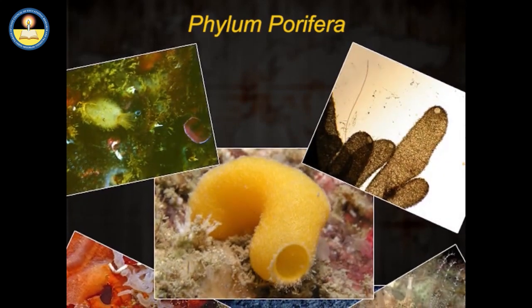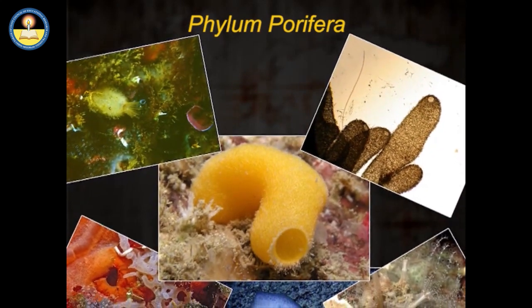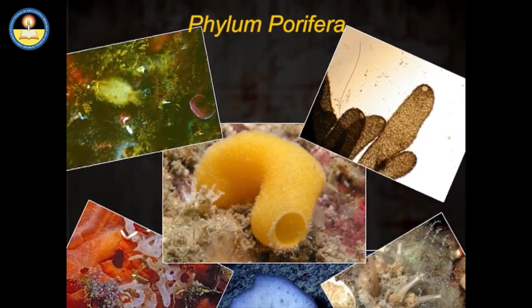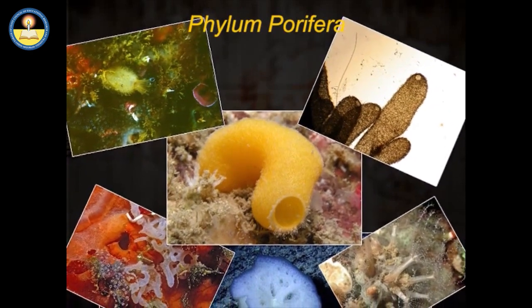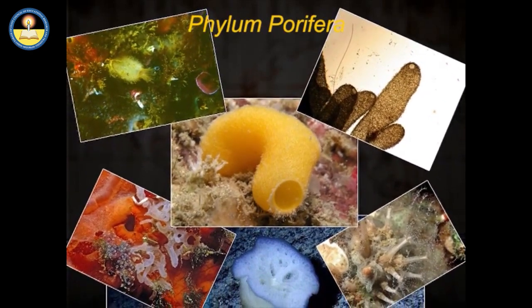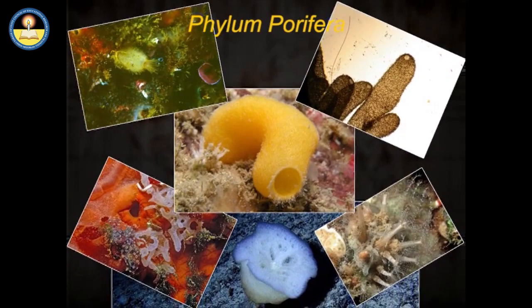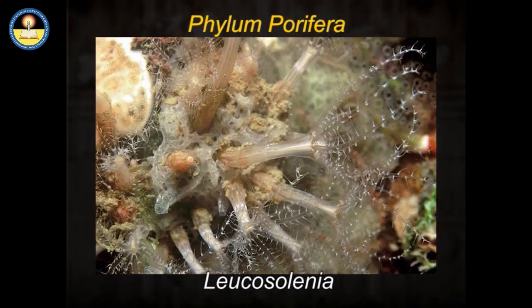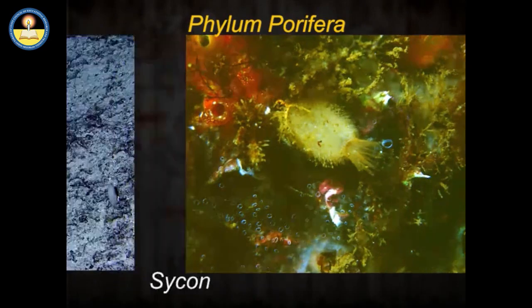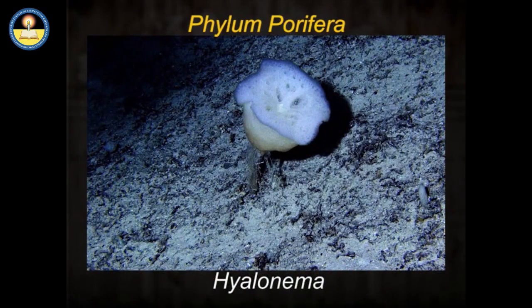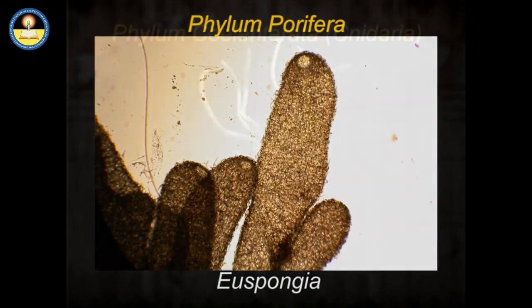They grow attached to a solid support and do not have any muscle cells, so their movement is rather limited. Examples of poriferans are Leucosolenia, Sycon, Hyalonema, and Euspongia.